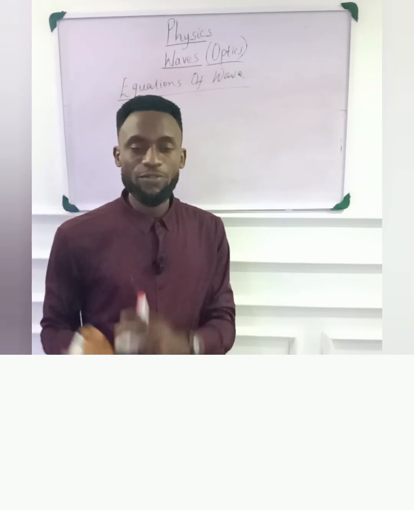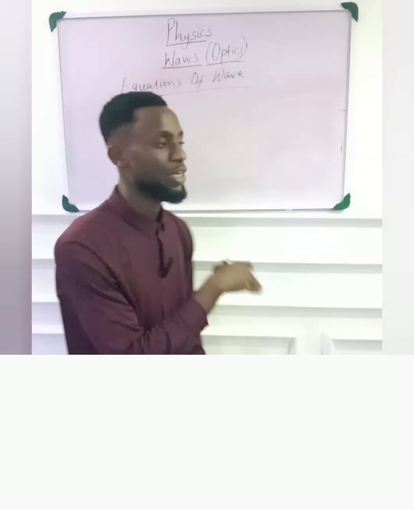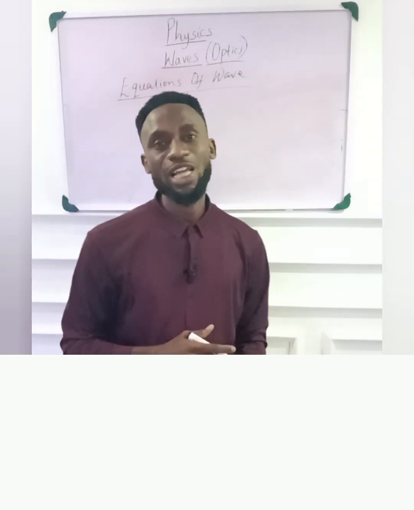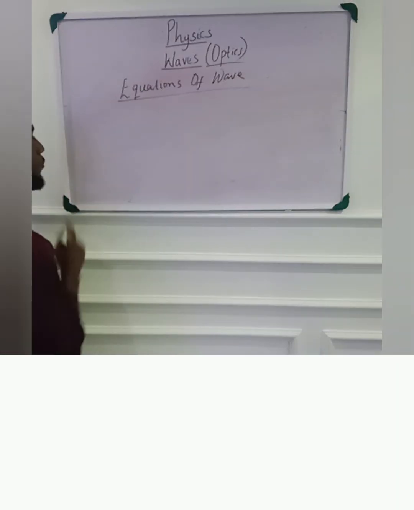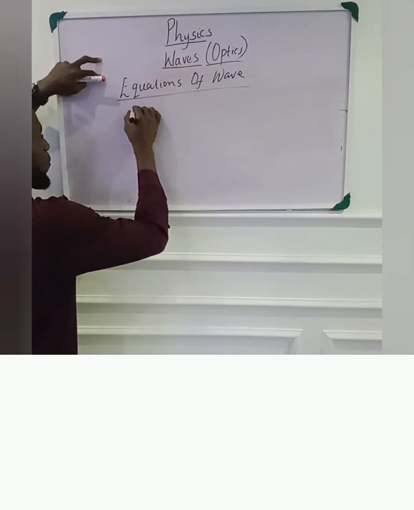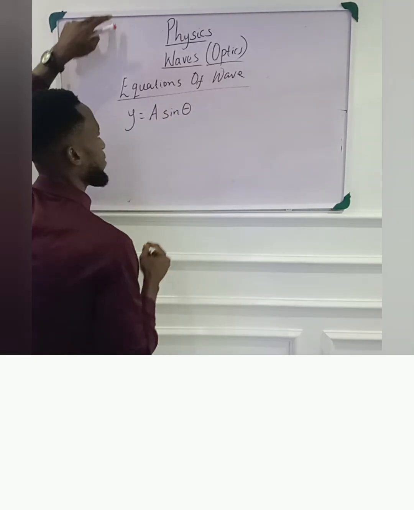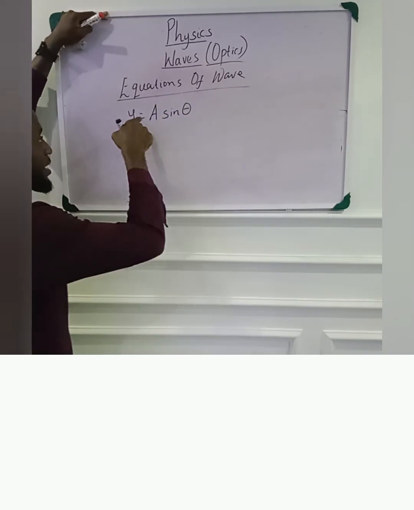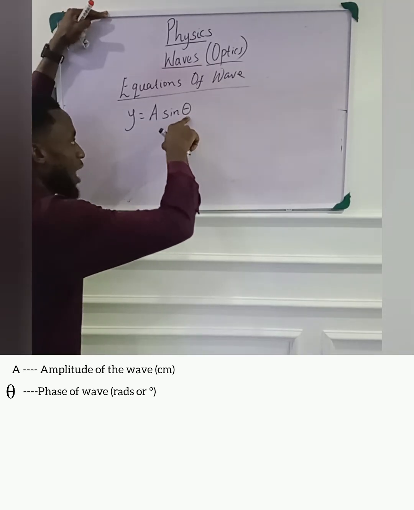There are two major equations of wave. Because wave has this sinusoidal waveform, when I mean sinusoidal, I mean it has the shape of a sine curve. It is therefore represented using a sine function. So the first equation for wave is y equals A sine theta. A stands for the amplitude of the wave and theta stands for the phase angle.